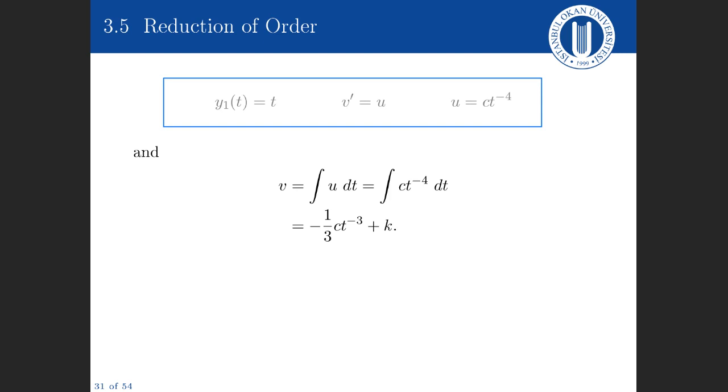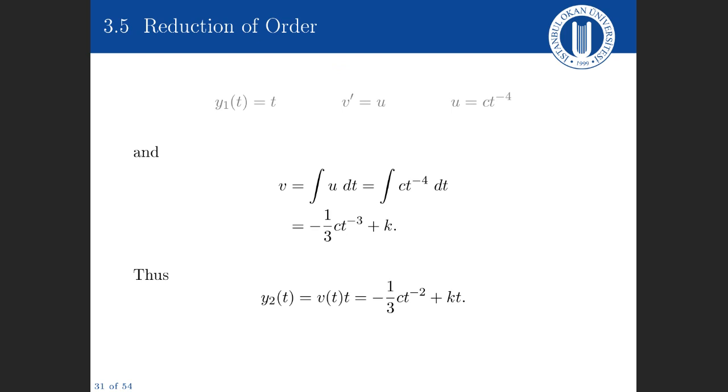What do we have so far? We know that y1 is t, we know that v prime is equal to u, and we know that u is c t to the power minus 4. Because v prime is equal to u, v must be the integral of u. So v must be minus 1 third c t to the power minus 3 plus k. And therefore, y2 must be minus 1 third c t to the power minus 2 plus kt.